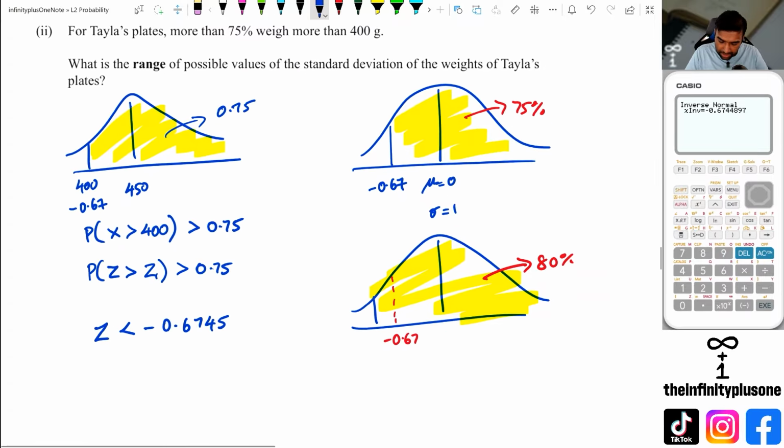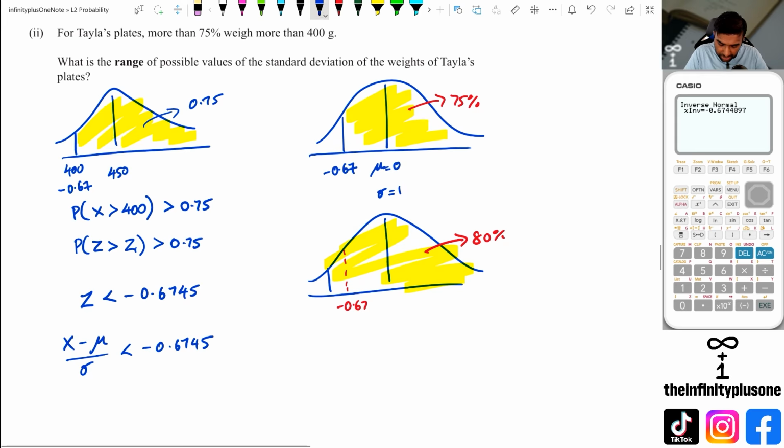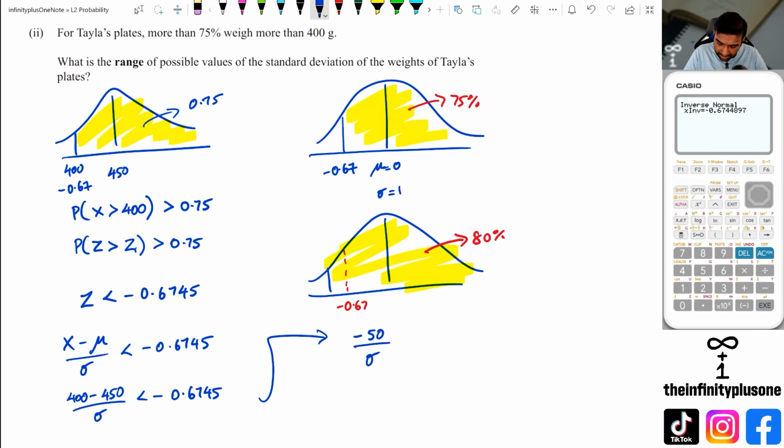45. So then what we can say is that X minus the mean over standard deviation has to be less than negative 0.6745. So that's all I've done so far there. I've just replaced the Z with the formula. Now I know that this is going to be 400 minus 450 divided by standard deviation is less than negative 0.6745. Then I'm going to get negative 50 divided by standard deviation is less than negative 0.6745. Cross multiply, and I'm going to get negative 0.6745 sigma.